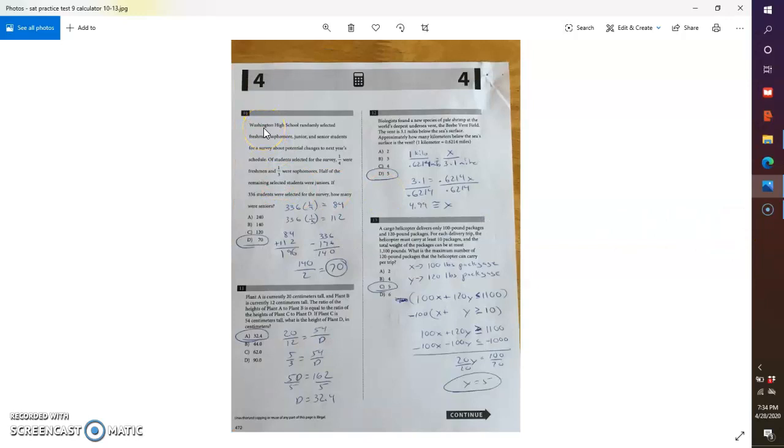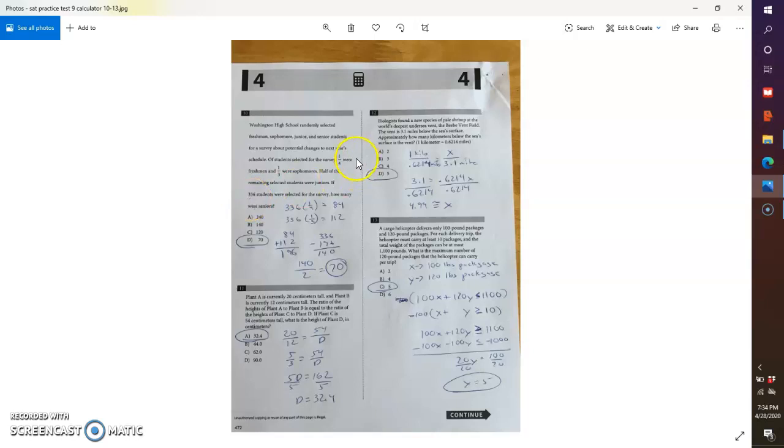Number 10, Wellington High School randomly selected freshmen, sophomore, junior, and senior students for a survey about potential changes to next year's schedule. Of the students selected for the survey, 1/4 were freshmen and 1/3 were sophomores. Half the remaining students selected were juniors. There's 336 students selected for the survey. How many were seniors? So make sure you're answering the question of how many seniors there were. That's the key point here.